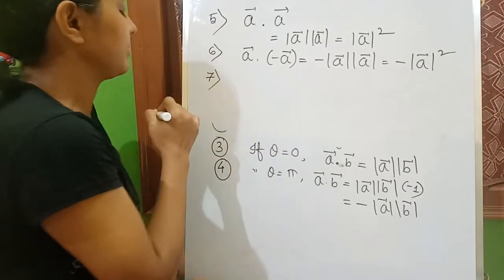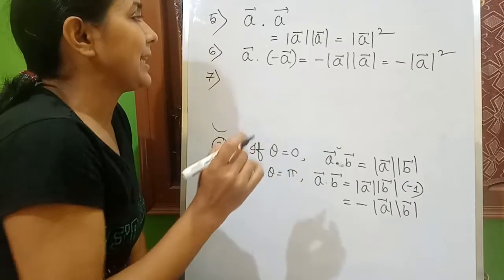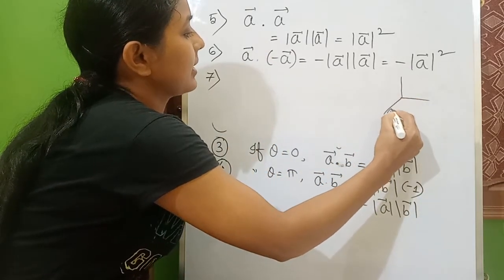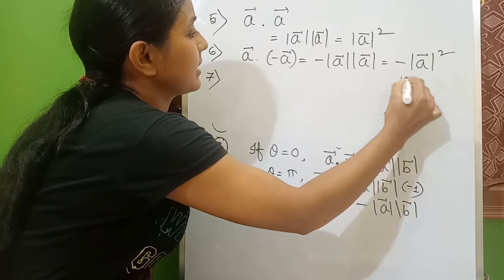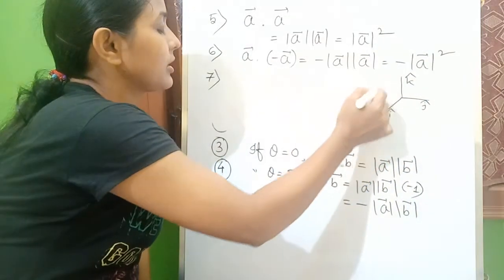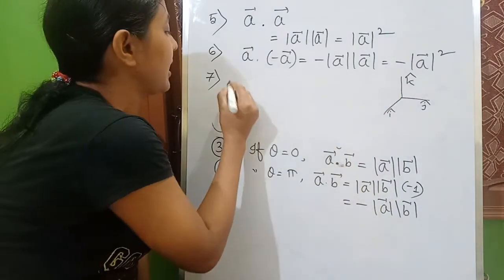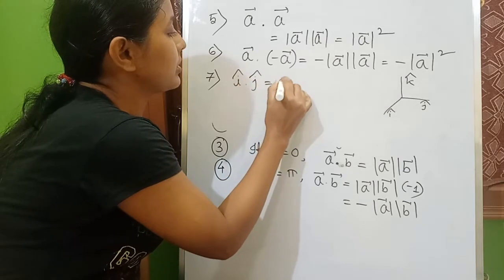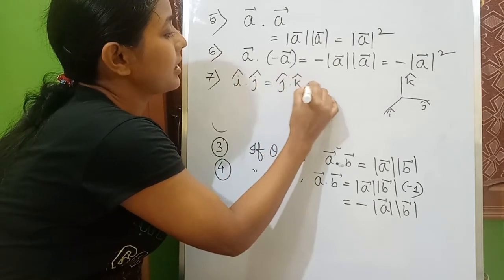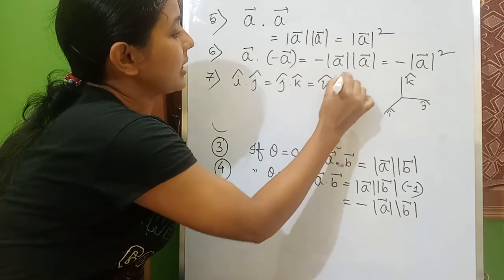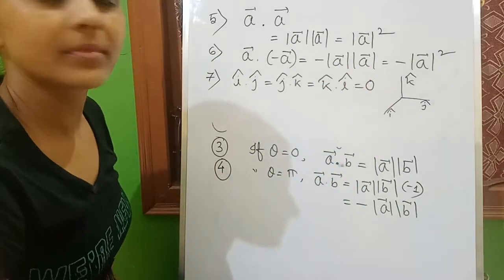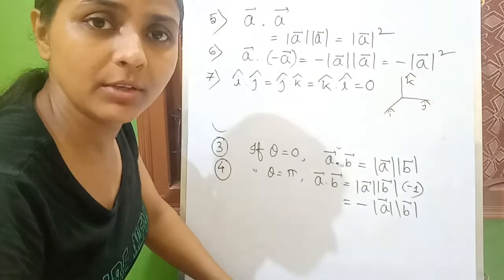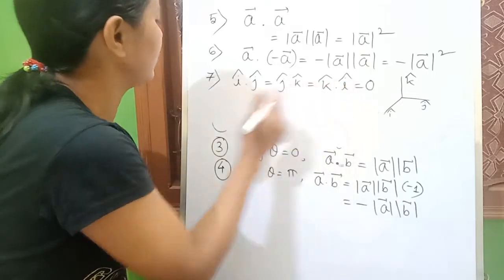Coming to number 7, there are three mutually perpendicular unit vectors i cap, j cap and k cap. For these three mutually perpendicular vectors, i cap dot j cap equals j cap dot k cap equals k cap dot i cap, which will be 0, because they are all pairwise perpendicular.